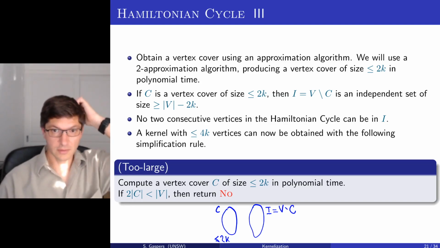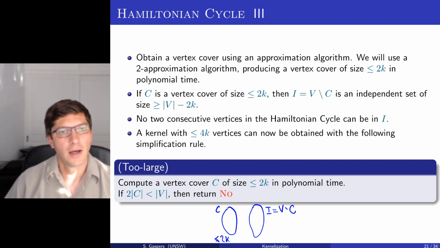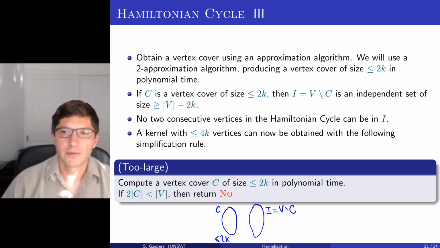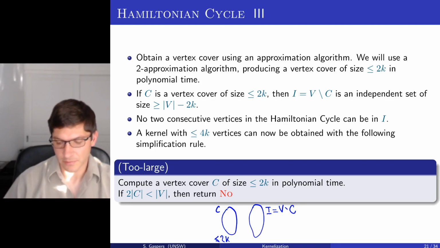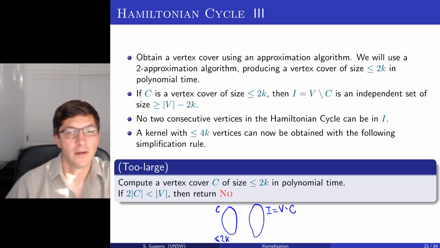So we'll get a kernel with 4k vertices. We have to upper bound the size of the resulting instance. Our graph contains vertices and edges. How many edges can we have when we have 4k vertices? The number of edges in general can be upper bounded by a quadratic of the number of vertices, so we have order k squared edges. So we can then say that the Hamiltonian cycle, parameterized by the size of the smallest vertex cover, has a quadratic kernel.